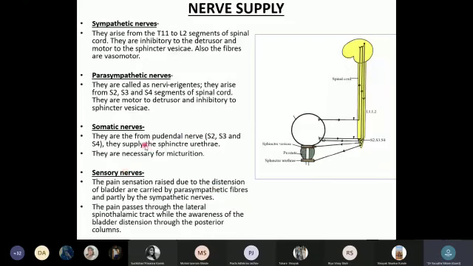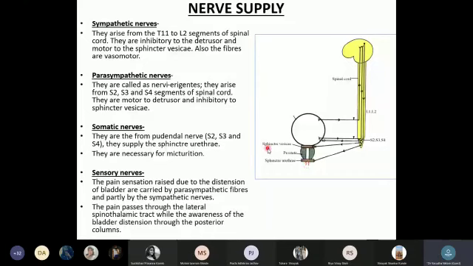This is the sphincter vesicae and this is the sphincter urethrae. So the sphincter vesicae is at the neck of the bladder, and the sphincter urethrae is at the commencement of the urethra. It will control the urethral orifice. Okay, that is called the sphincter urethrae. So the somatic nerve supplies the sphincter urethrae, while sympathetic and parasympathetic nerves supply the sphincter vesicae.